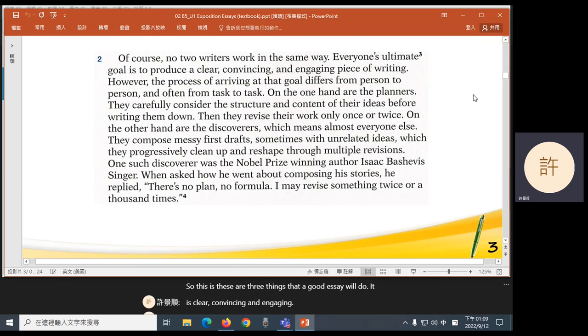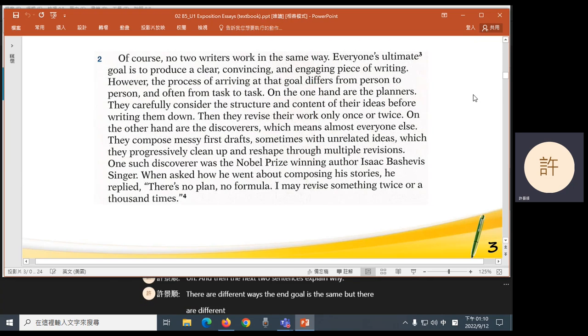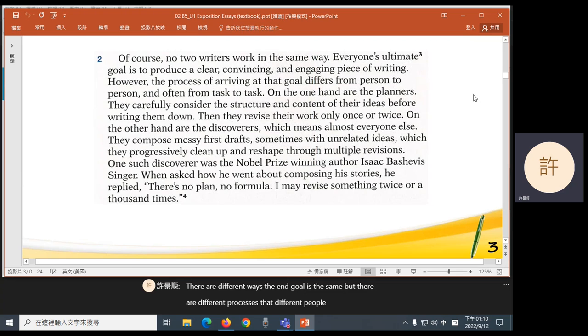"However, the process of arriving at that goal differs from person to person and often from task to task." So these two sentences, sentence two and three, explain the first sentence. The first sentence says there are different ways. And then the next two sentences explain why there are different ways. The end goal is the same, but there are different processes that different people like to use.